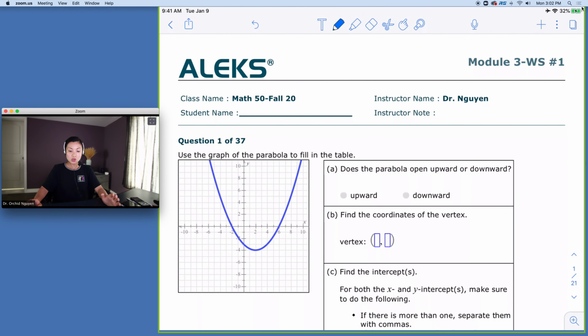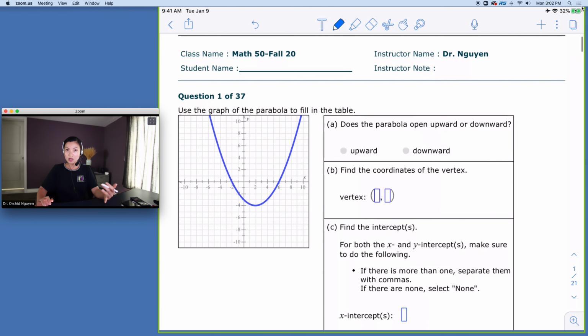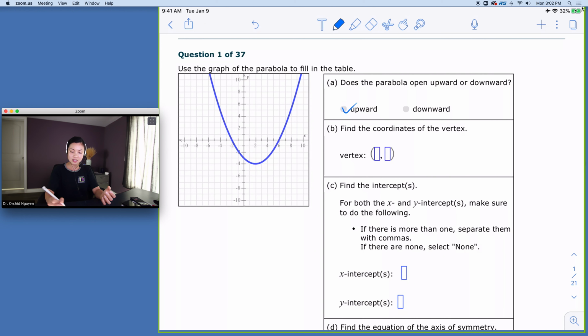All right, so for the first example, I want to go over the basic stuff of the graph of a parabola, which is a quadratic function. So you see right here, the parabola opens upward, so that's kind of obvious. The vertex is right here. If they ask you for the coordinates, you just give them the x and the y.